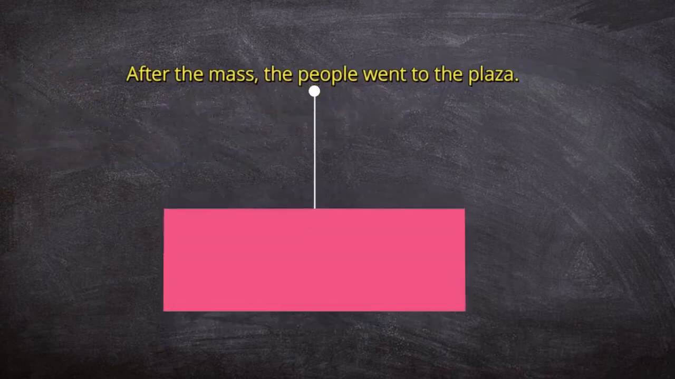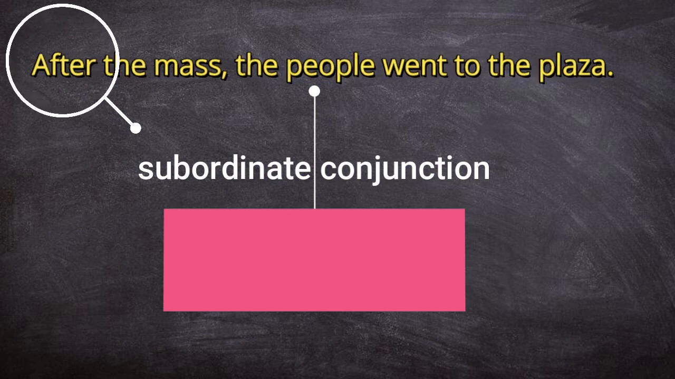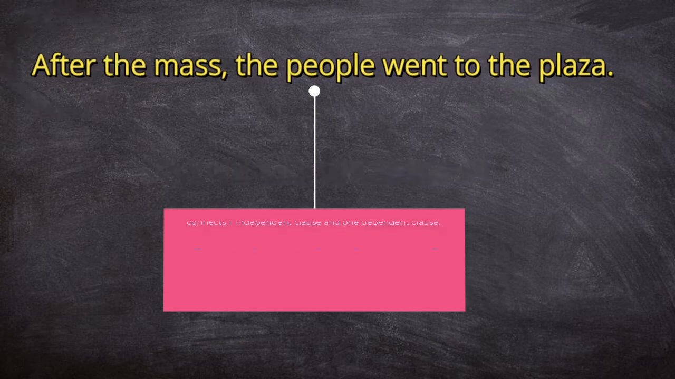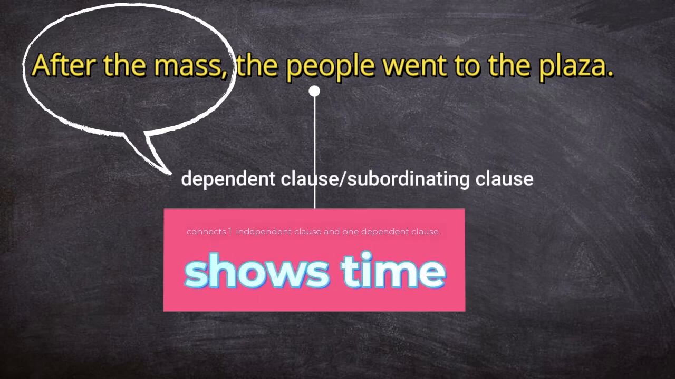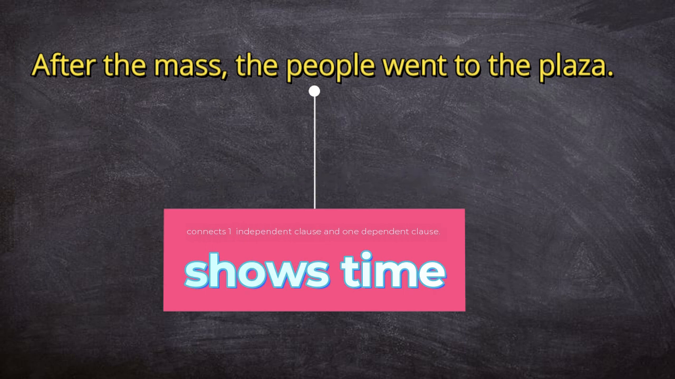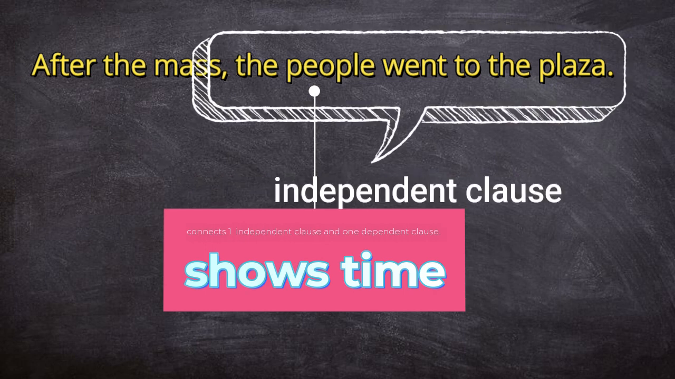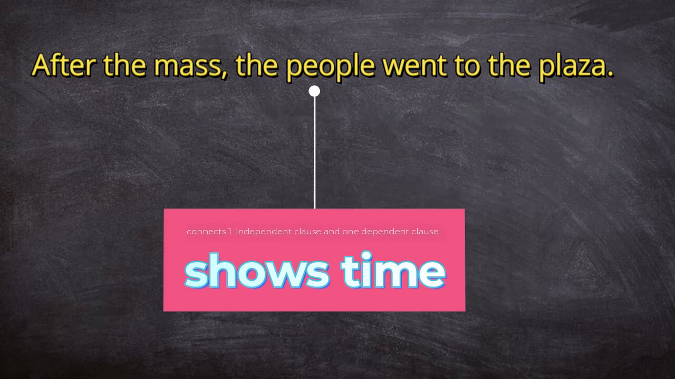In this example, mapapansin natin na we have used the subordinating conjunction after and siya ay nakaplace sa unahan ng pangungusap. So, pwede po ito, no? So, ang after shows time, no? Kasi after, may time. After the mass is our dependent clause o tinatawag nating subordinating clause. Kaya ito tinatawag na subordinating clause kasi ito ay nagsisimula sa subordinating conjunction na after. At ang ating independent clause ay ang the people went to the plaza.